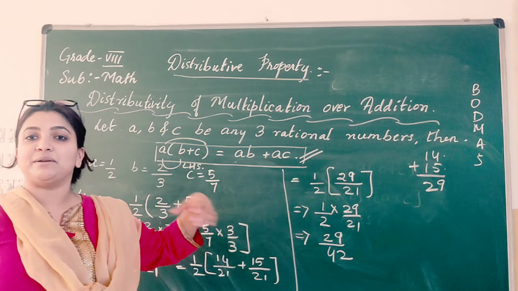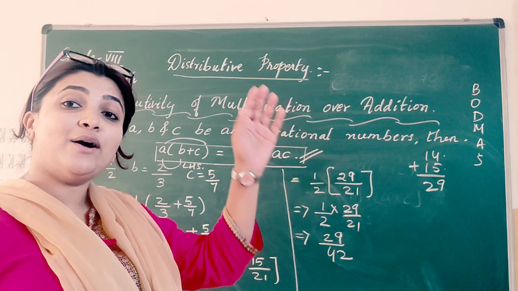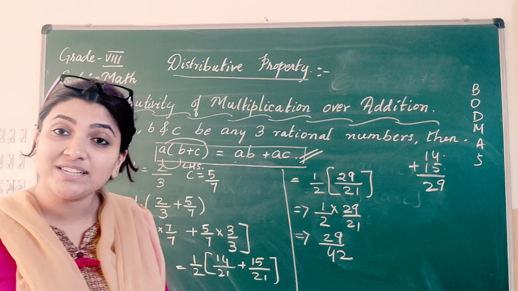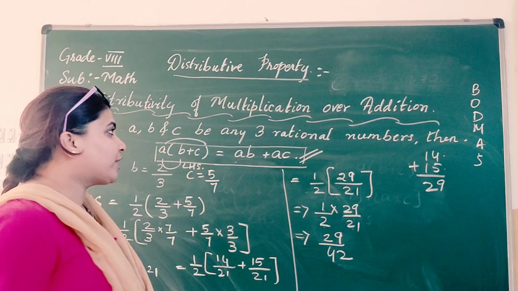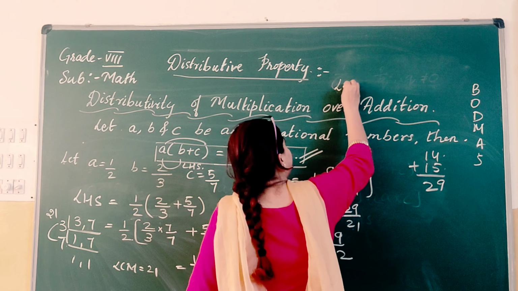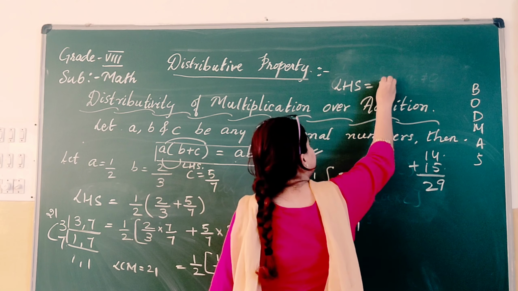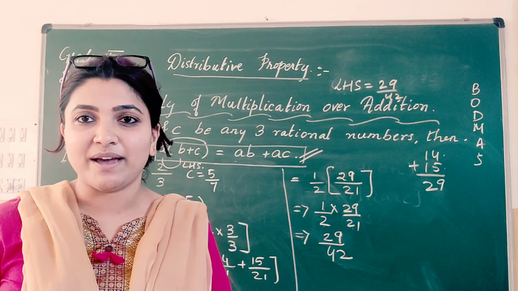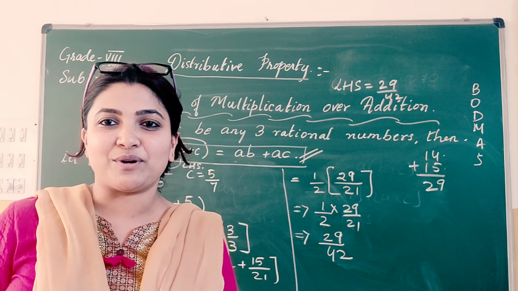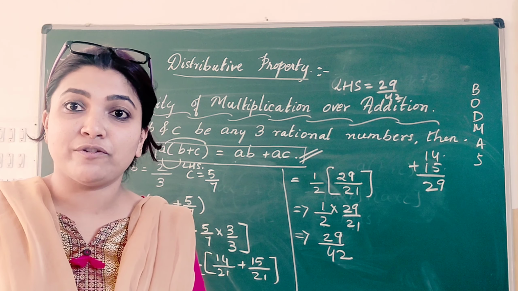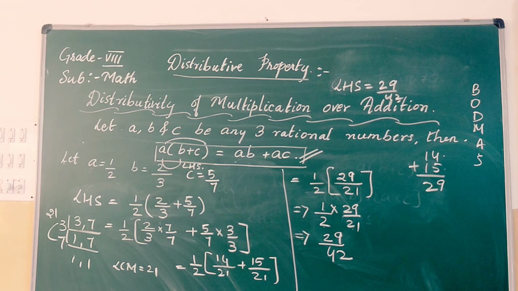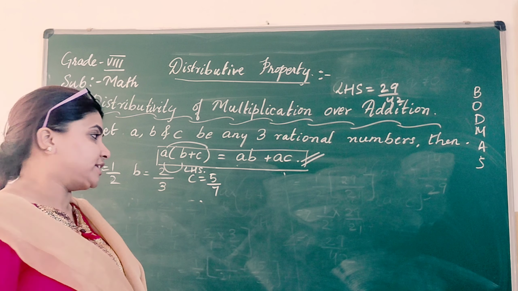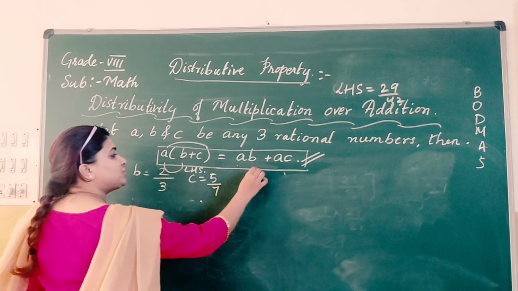So this is nothing but my left hand side. Now let me see if I get the same answer, 29 by 42, in my RHS as well. Let us see now. Okay, so I will write LHS, what I got? LHS I got 29 by 42. Let me check if I get the same as my RHS, then only my distributive property is valid. Okay children, now I am going to consider the RHS. Okay, now what is my RHS?